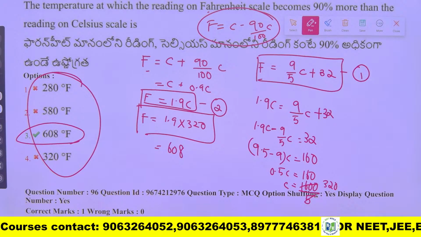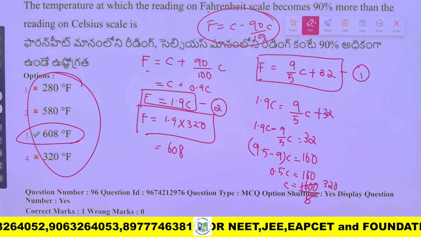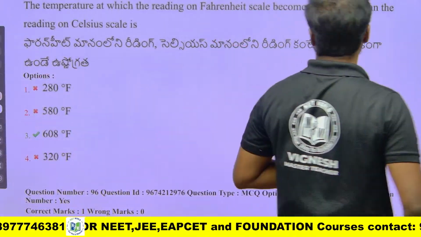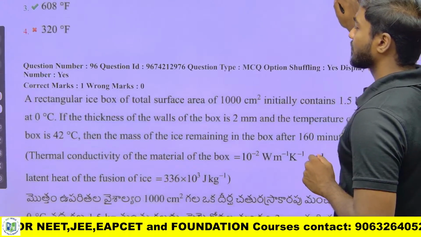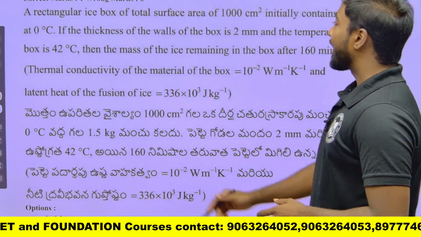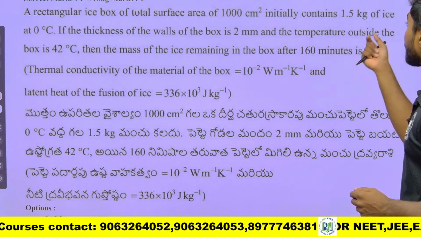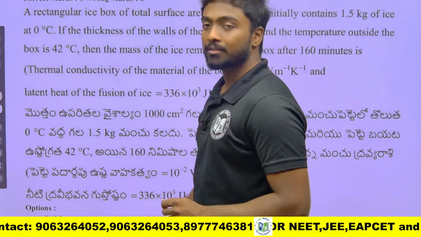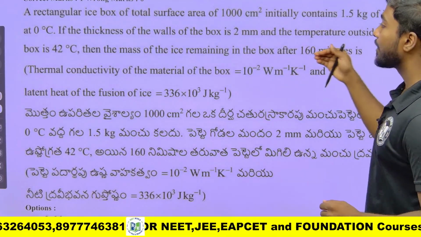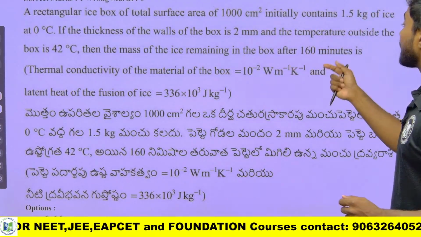Okay. So one final question we will do. I will give the hint of the question, you can try it now, and we will discuss the remaining in tomorrow's class. Wait, I will take the question. See, the given question is: a rectangular ice box of a total surface area of 1000 centimeter square initially contains 1.5 kg of ice at 0 degree Celsius. If the thickness of the wall of the box is 2 millimeter and the temperature outside the box is 42 degrees Celsius, then find the mass of the ice remaining in the box after 160 minutes.